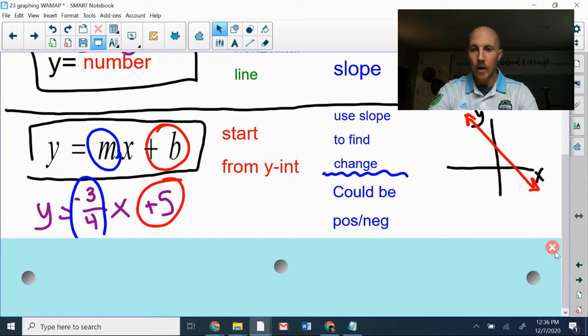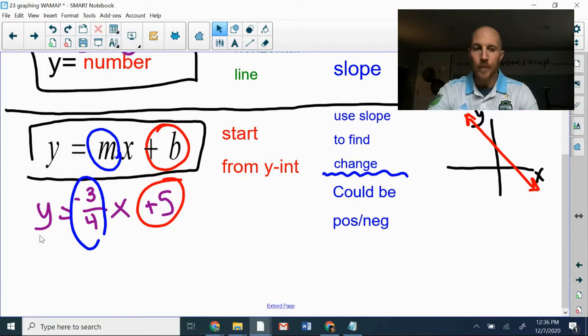So my example could be y equals negative 3/4 x. That negative 3/4 is the slope. Negative 3/4 x plus 5, where the positive 5 is the y-intercept. And so that would look basically like this example that I have drawn over here to the right.